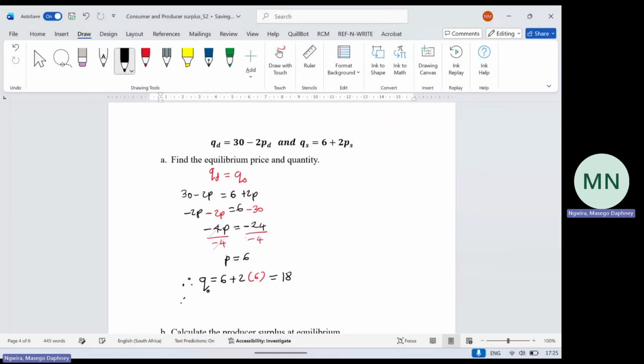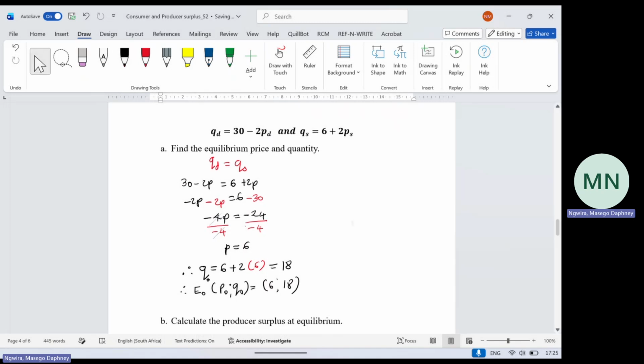Therefore, it means that now my equilibrium point, which is P naught and Q naught, is going to be: my P naught is 6, then Q naught is 18. All right. And then now we move on to B.